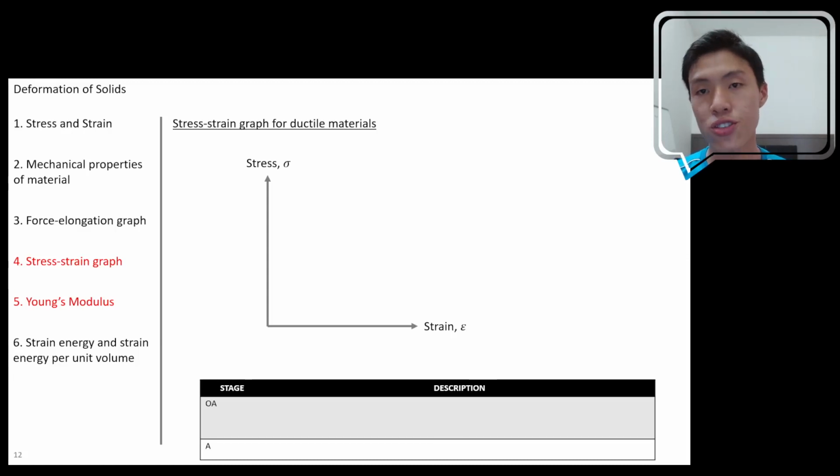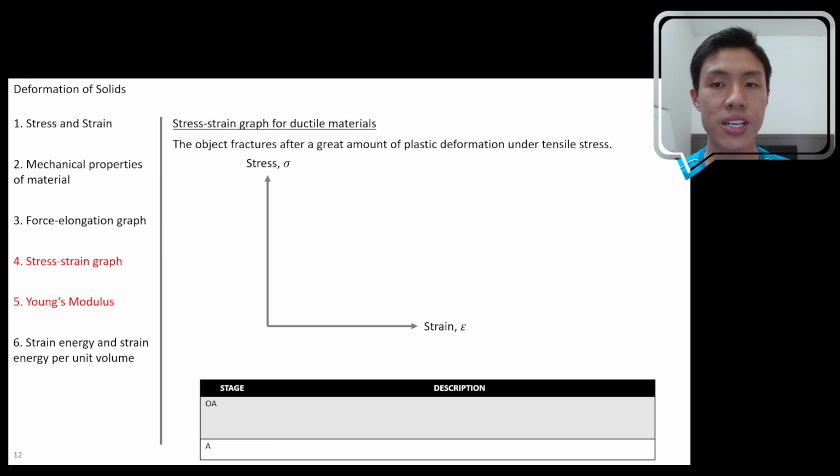Let's study the stress strain graph right now for ductile materials. So ductile materials, as we mentioned in the ductile video, is related to an object that fractures after a great amount of plastic deformation under tensile stress. So we are going to place this ductile material under a tensile test in which we are going to stretch the object and observe the strain of the object.